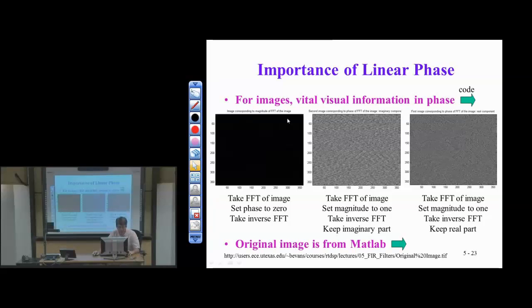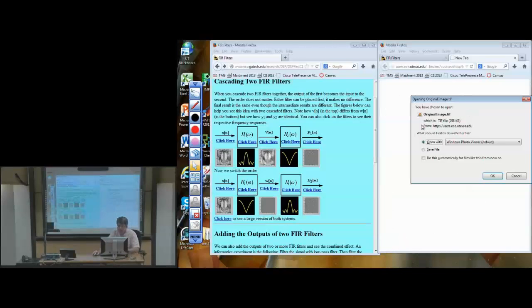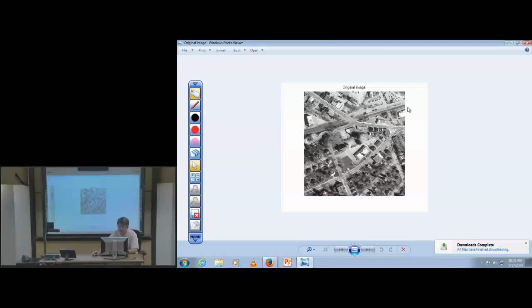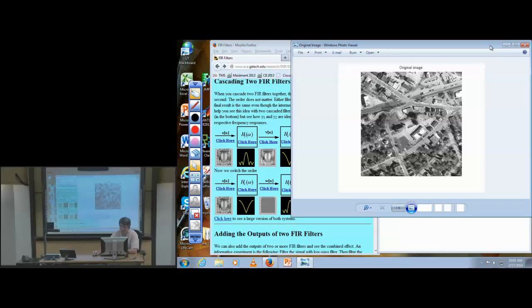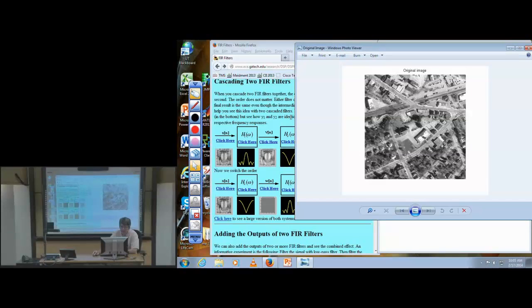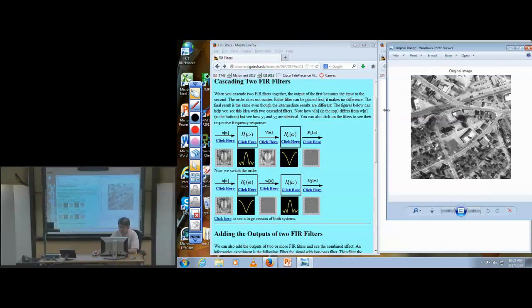And the original image is this. The original image is an aerial view. This is an image in MATLAB that comes standard with MATLAB. And again, it's not to say that magnitude information isn't useful, because it is, but the phase is extremely useful. So again, there's the original image of an aerial view of a city, or certainly an area inhabited by humans.